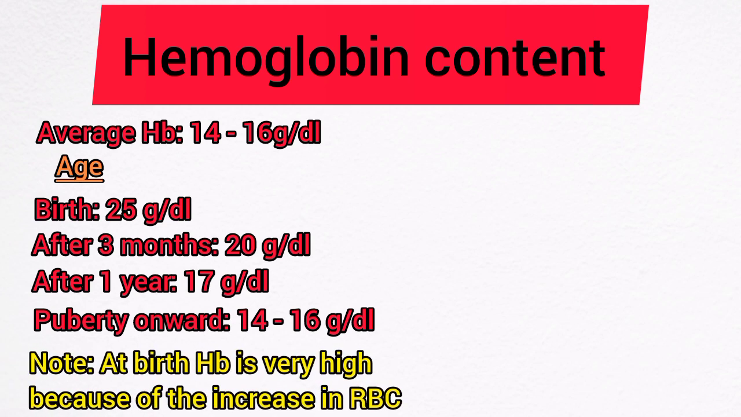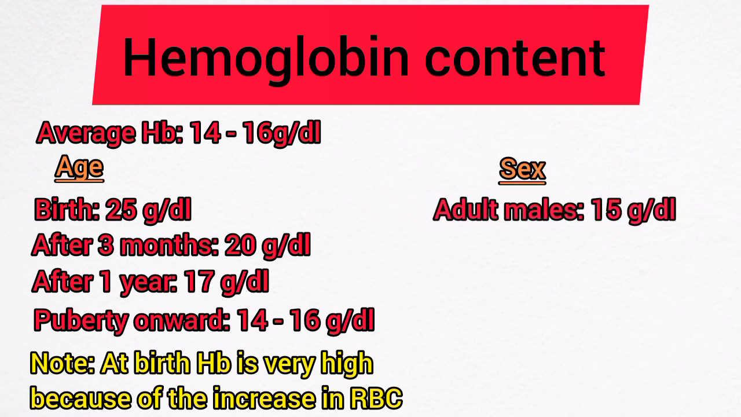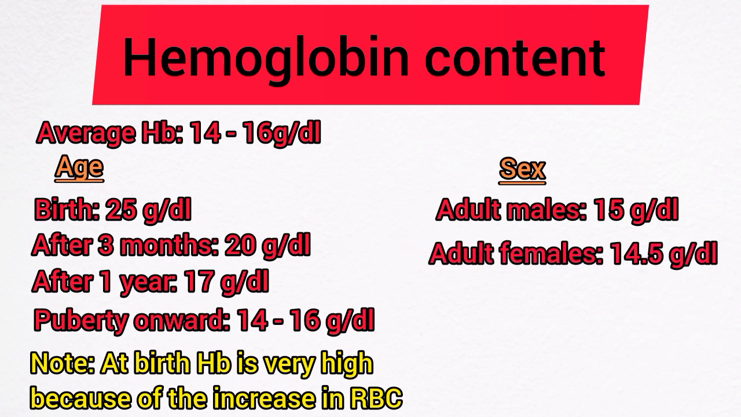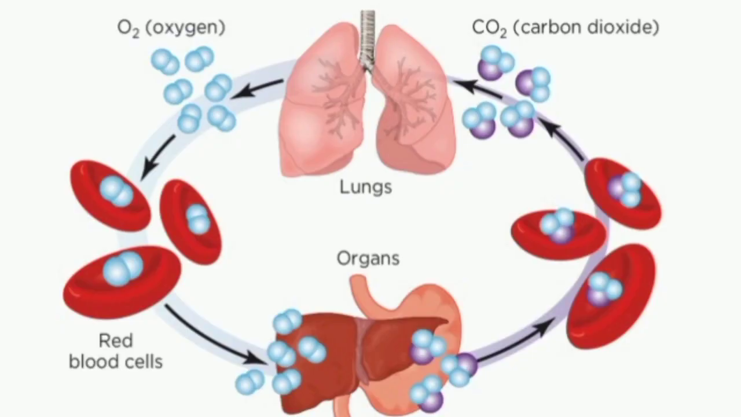Now, at the time of birth, hemoglobin content is very high. It is high because of the increase in the number of red blood cells. In adult males, the hemoglobin content is 15 grams per deciliter, and in adult females, it is 14.5 grams per deciliter. The main function of hemoglobin is the transport of respiratory gases.